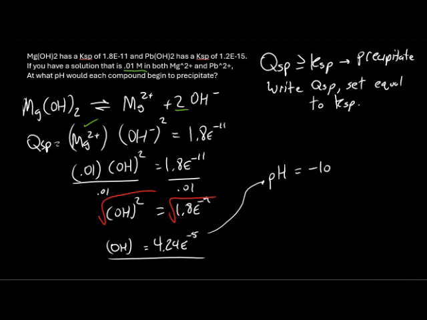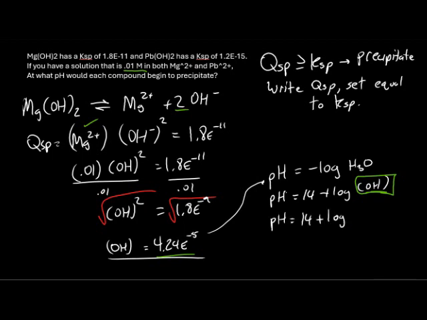Now pH can either be negative log of H3O+, or you can write that pH equals 14 plus log of OH-. Since OH- is known, we can place that in these parentheses in the second form of the equation, and we'll say pH is equal to 14 plus log of 4.24 e negative 5th. If we place this in a calculator, we'll end up with a pH of 9.63. Therefore, the moment we adjust the pH up to 9.63, we'll begin precipitating magnesium hydroxide.